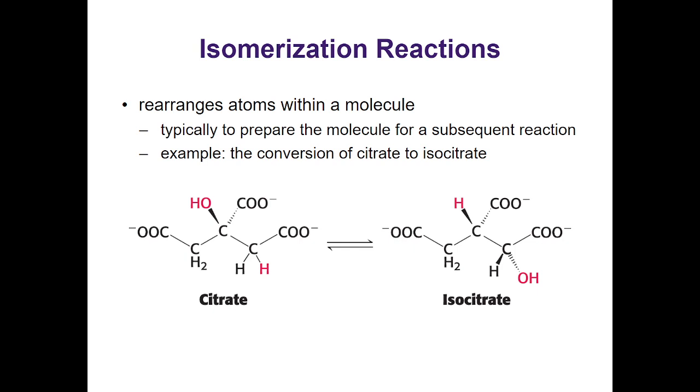All right, isomerization reactions. A big hint to this is typically they end up with an iso on one side of it. Because isomerization, iso. This is going to be a rearrangement of the atoms within a molecule, typically to prepare the molecule for subsequent reactions. Basically, you're just setting up the next one almost all the time with these. Some of the examples will be the conversion, of course, of citrate to isocitrate. And so here we have citrate, we rearrange this, and we get isocitrate.